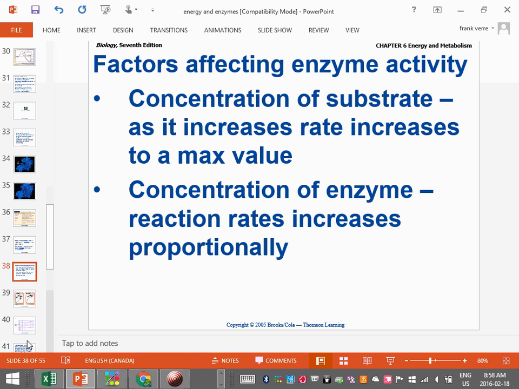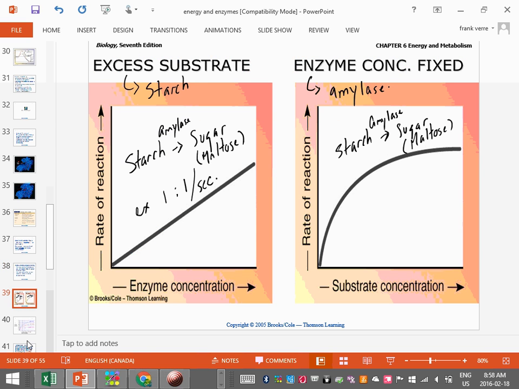So let's talk about things that will affect the reaction rate. And then we'll look at this one a little bit more tomorrow, okay? So let's consider a reaction like this. The breakdown of starch into sugar. Okay? That's a reaction. The enzyme that runs that reaction is up here. It's called amylase. So we would expect that with an enzyme, this reaction is going to happen much faster than without.